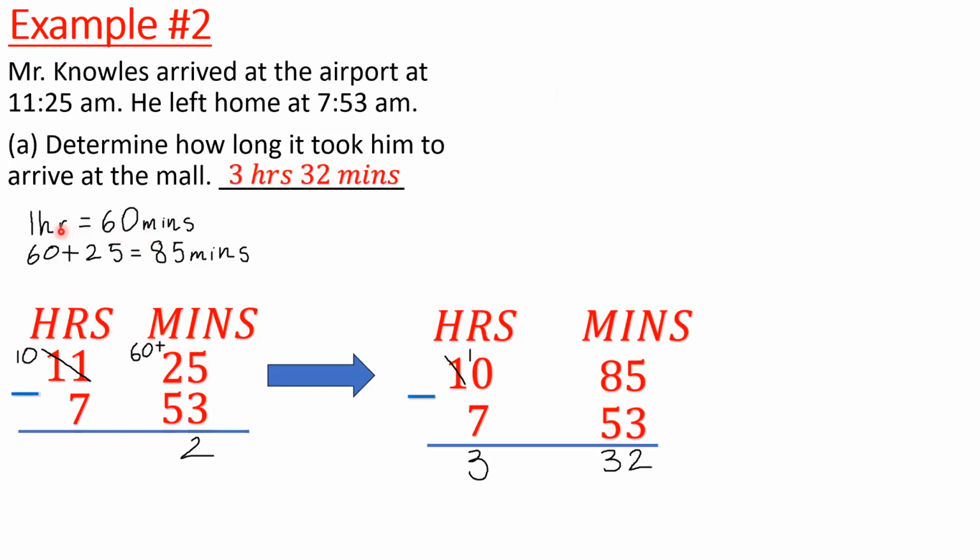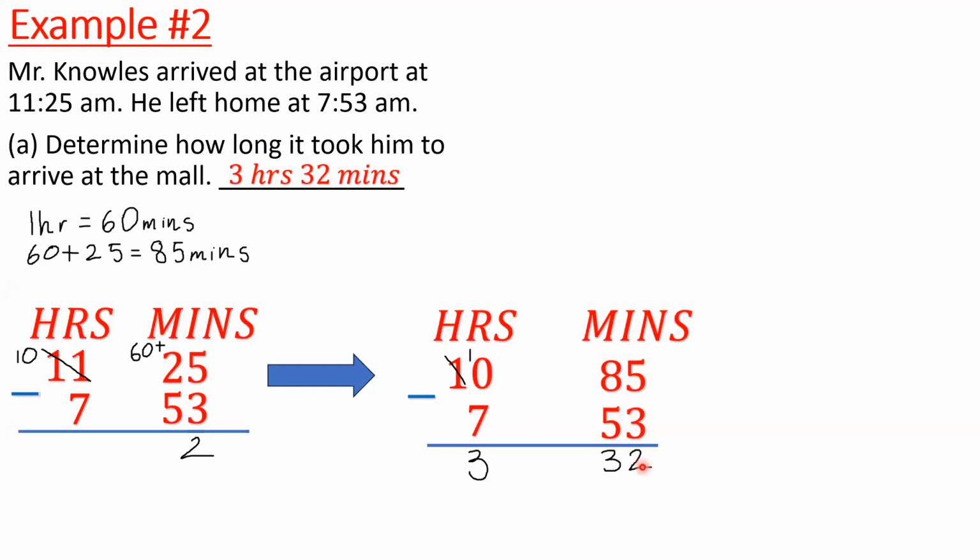Yes, sir. So when we borrow the 1 from 11, it becomes what? 10, right? Yes, sir. Now we borrow a whole hour, so an hour is 60 minutes. So it becomes 60 plus 25. What is 60 plus 25? 85. All right. So now we are left with 10 hours and 85 minutes, because it's not 11 anymore, it's 10. So 10 hours and 85 minutes minus 7 hours and 53 minutes.